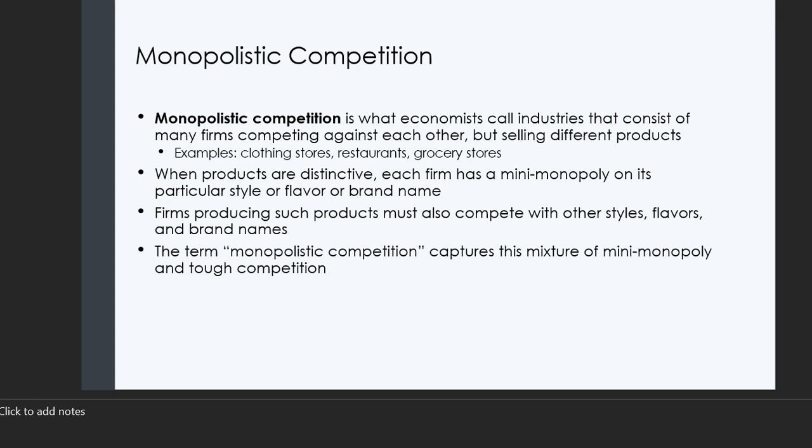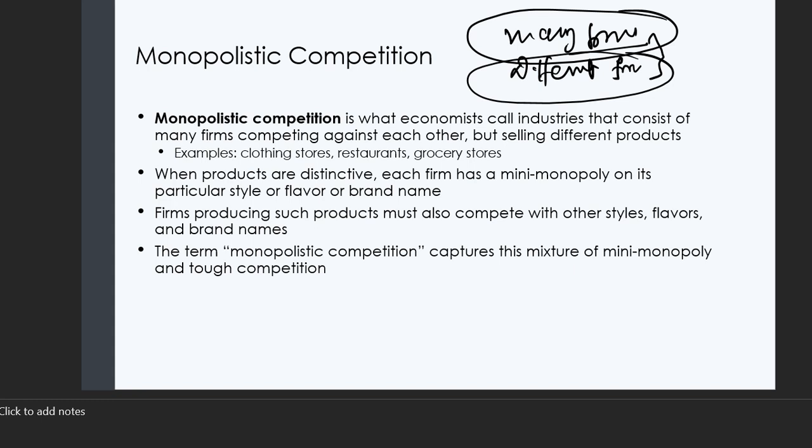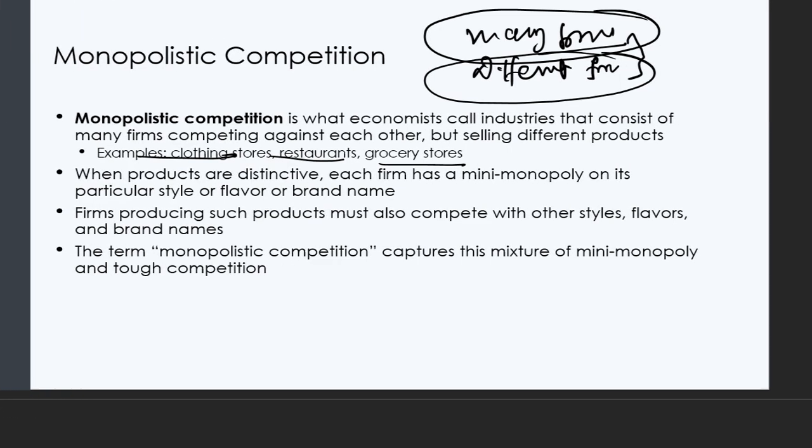What is this monopolistic competition all about? Monopolistic competition is what economists call many firms, first of all, and differentiated products. So this is the characteristic of monopoly, and the upper one is the characteristic of perfect competition. So here the clothing stores, restaurants, grocery stores, their quality of product is the same. In some cases the pattern of the product is also the same, but still they're different. Okay. Next, remember that when products are distinctive, each firm has a mini monopoly.